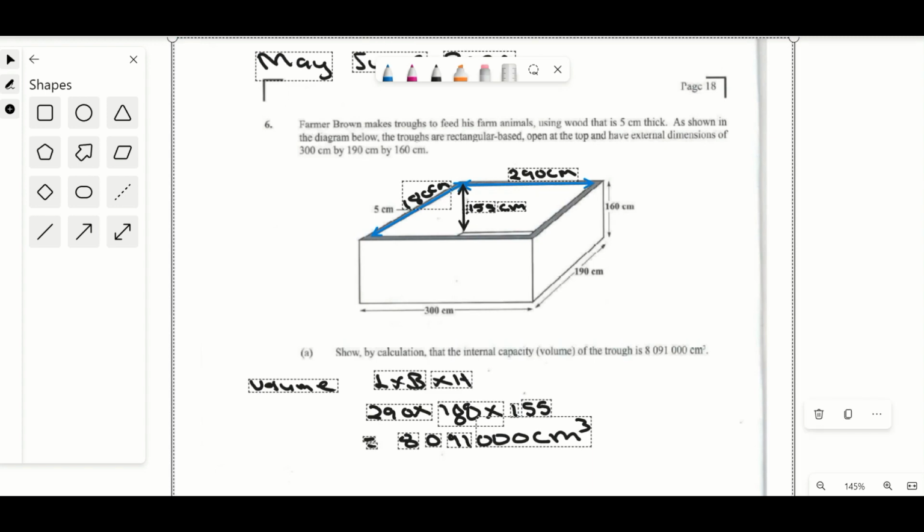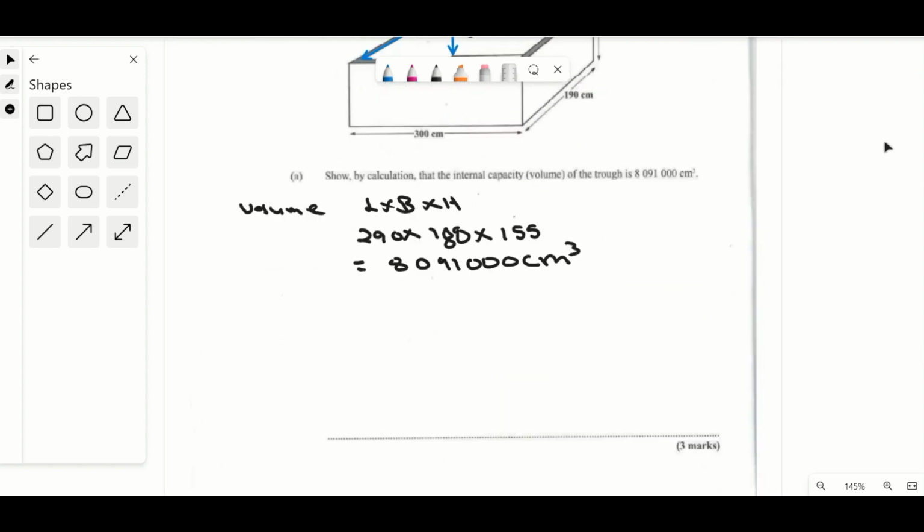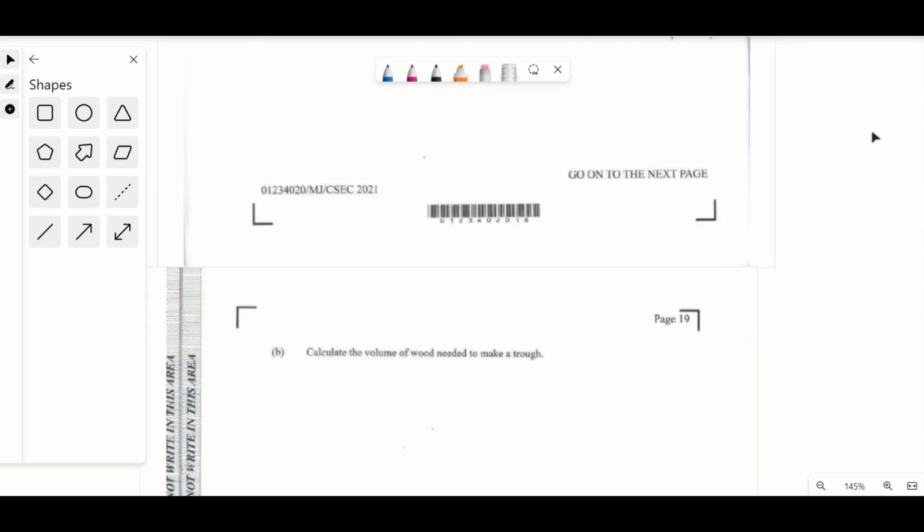Right, let's make this blue. I'm just going to put this back to be blue. So that's how you do this question.